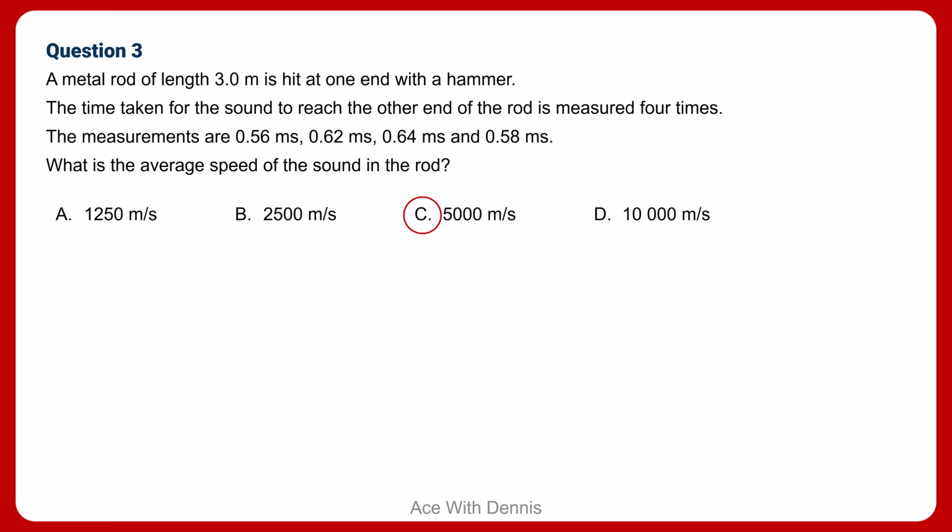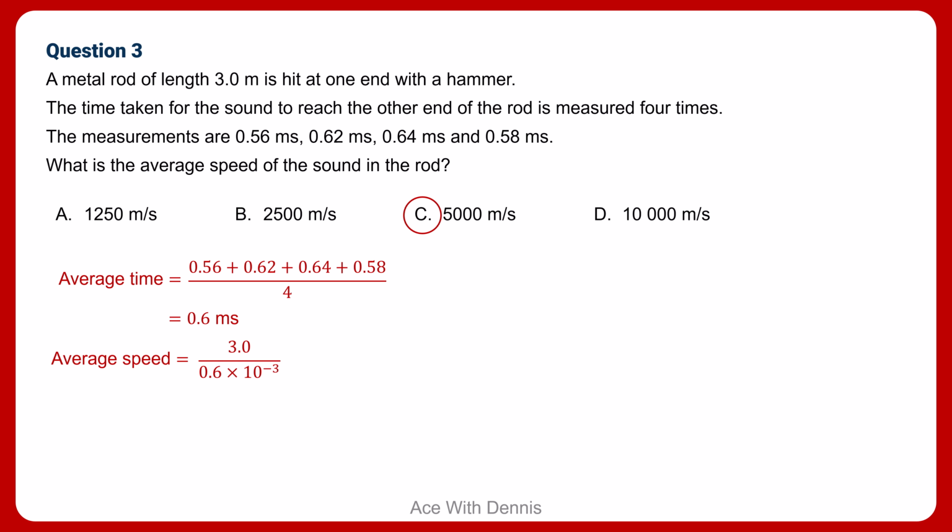To calculate the average speed, first we need to determine the average time. We add all the measurements together and divide by 4, and we get 0.6 milliseconds. Now the average speed is the distance traveled by the sound, which is the length of the rod, 3 meters, divided by the average time, 0.6 times 10 to the power of negative 3 seconds, and we get 5000 meters per second. Hence, the answer is C, 5000 meters per second.